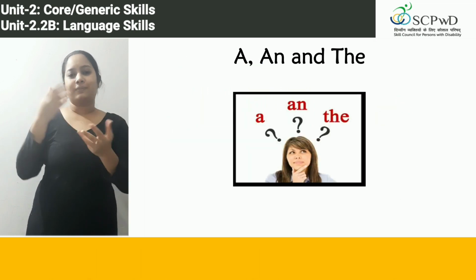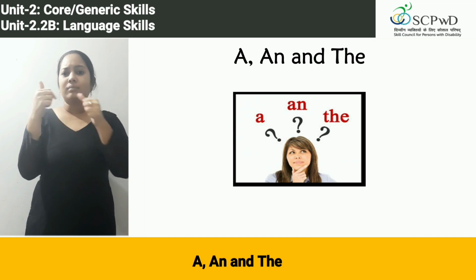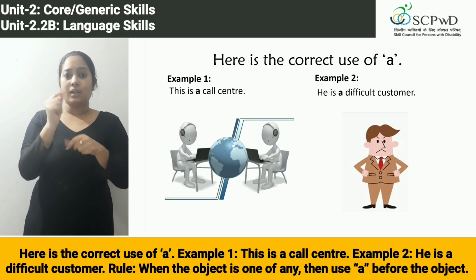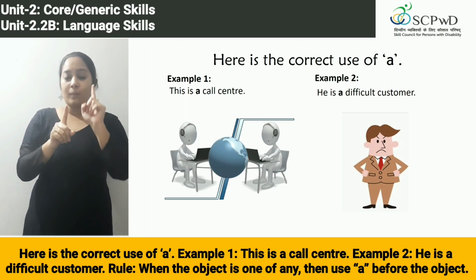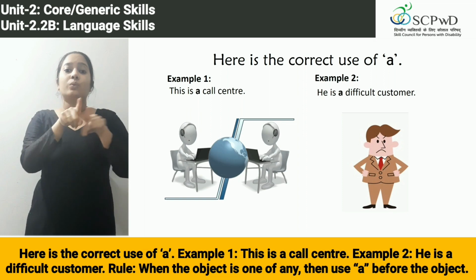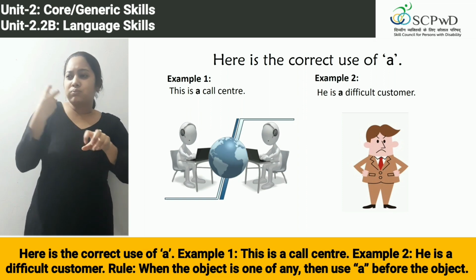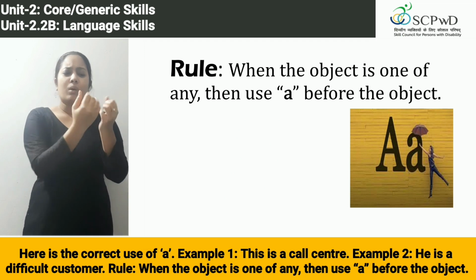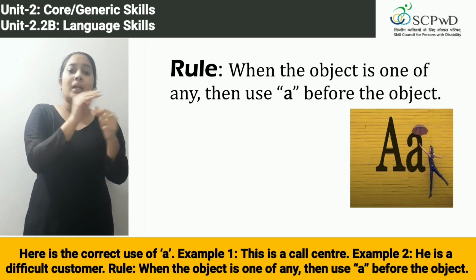So let's start. A and the. Here is a correct use of A. Example 1. This is a call center. Example 2. He is a difficult customer. Rule: when the object is one of any, then use A before the object.